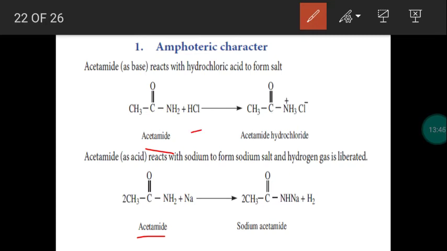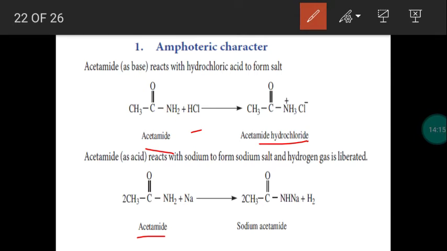So usually a base will react with acid. In a neutralization reaction, it produces a salt. The same type of reaction is taking place here also. So acetamide reacts with hydrochloric acid, it forms a salt. So the reaction is a neutralization reaction. We get acetamide hydrochloride as a salt. So the role of acetamide here is basic in nature.